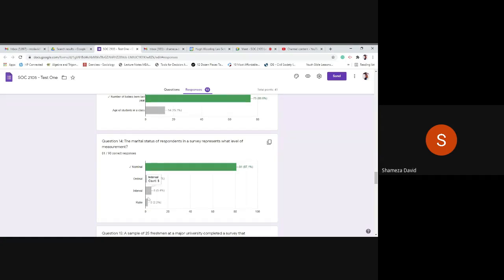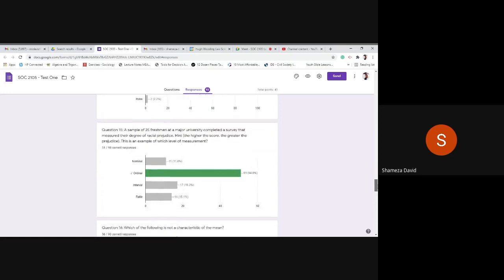It can't be interval, it can't be ratio because there are no values. If you use any values, it would just be to represent a category. So 1 single, 2 married, 3 divorced, 4 widowed, 5 separated. But that's just to indicate a category. There's no value that you can attach to any marital status. And so in such a case, it has to be nominal. There's no rank, there's no order, there's no value.